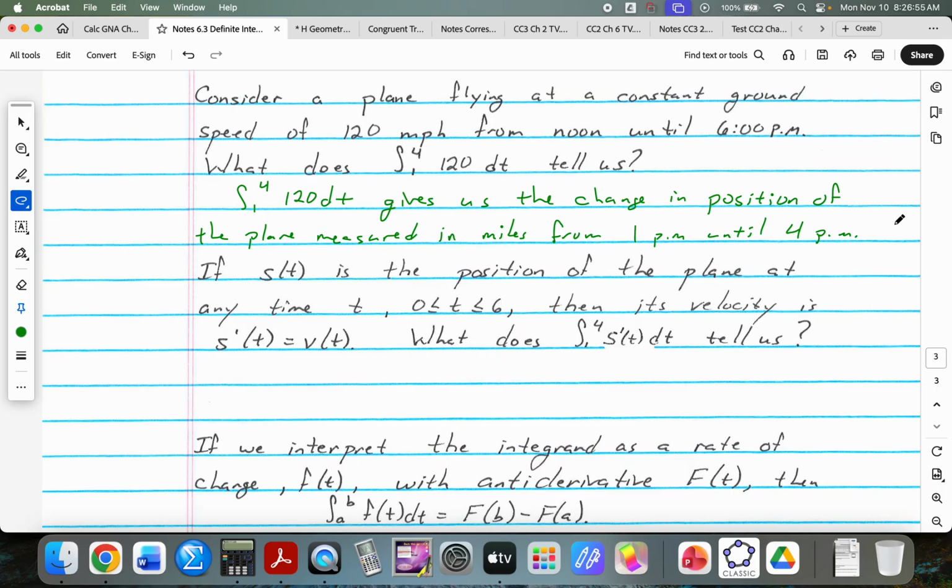Now, if s of t is the position of the plane at any time t, from t going from 0 to 6, then its velocity is s prime of t, which is equal to v of t. So then what does the integral from 1 to 4 of s prime of t tell us? Exactly the same thing.